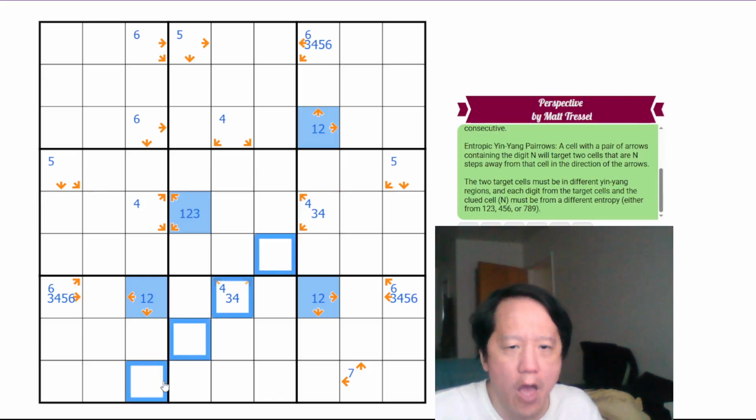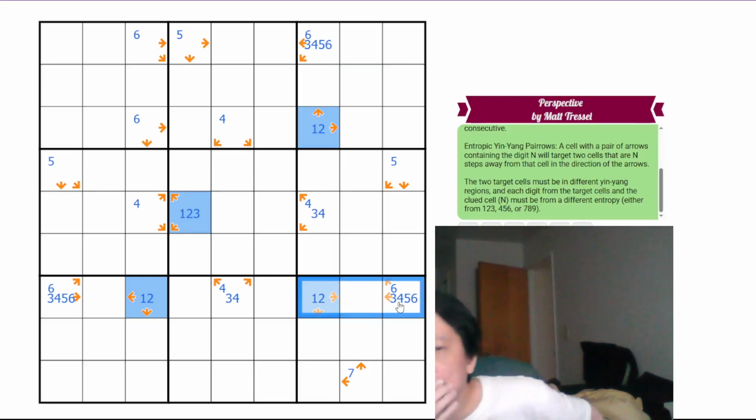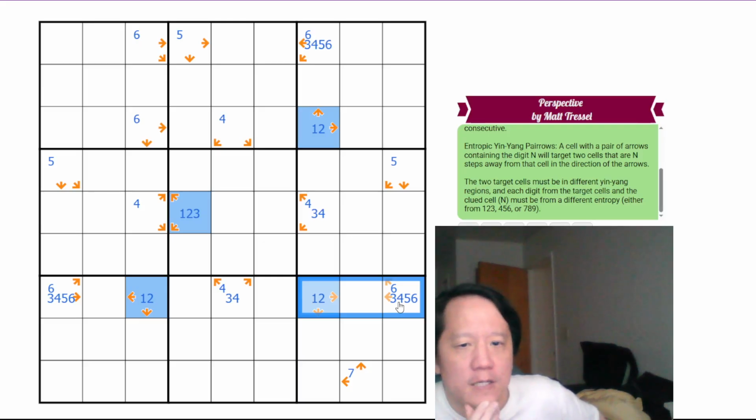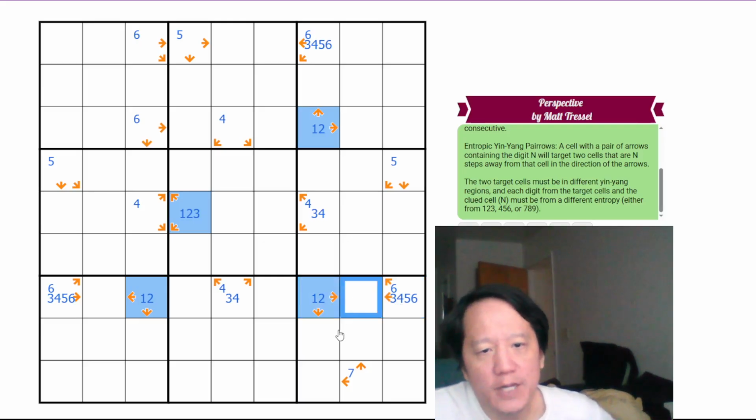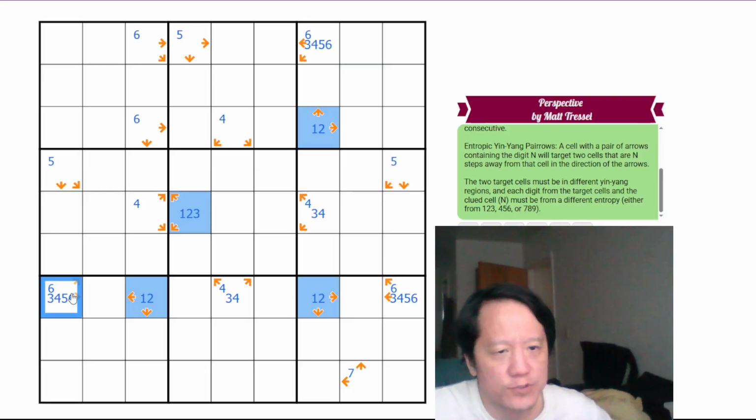Okay. We don't have any extra information here, though. So this has to be 1 or 2, which means we have a medium and high pair in this direction somewhere. So either this is 2, which would force that to be medium, or this is 2, which would force that to be medium.